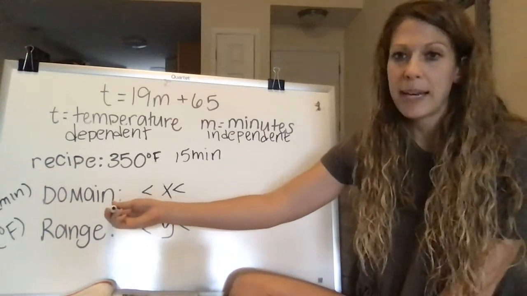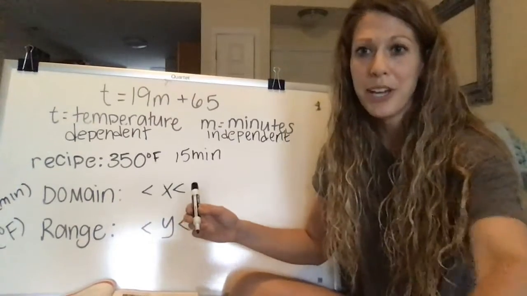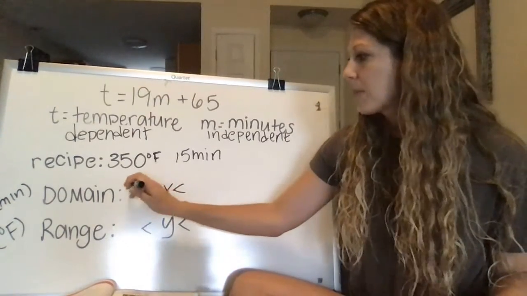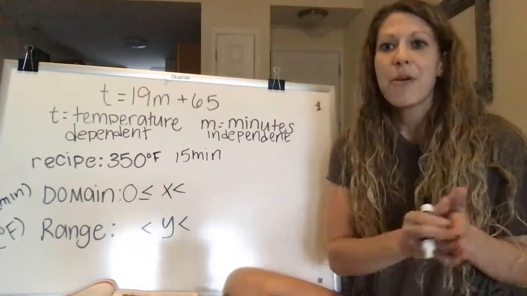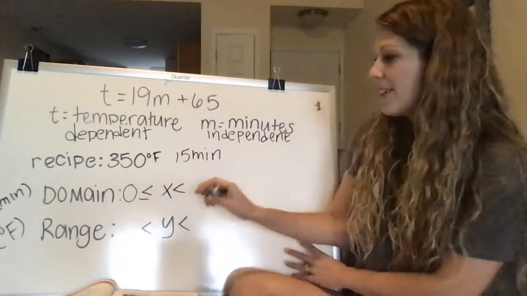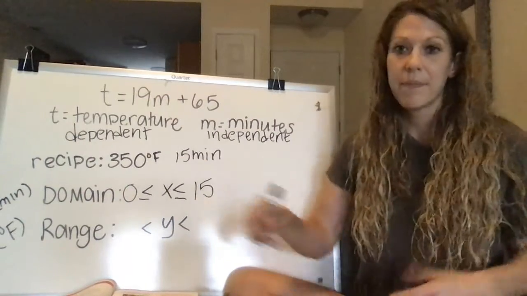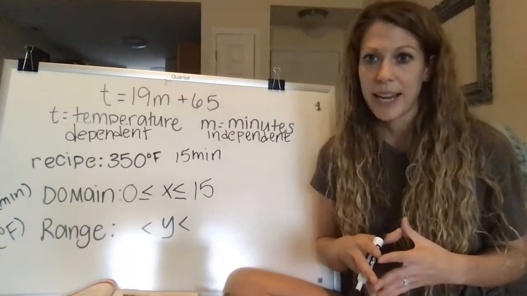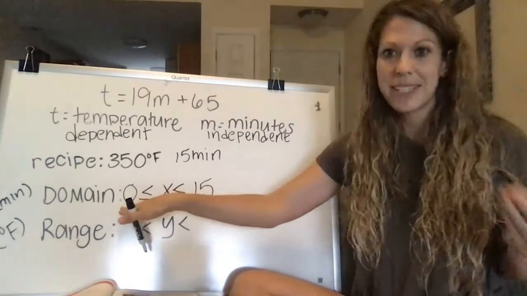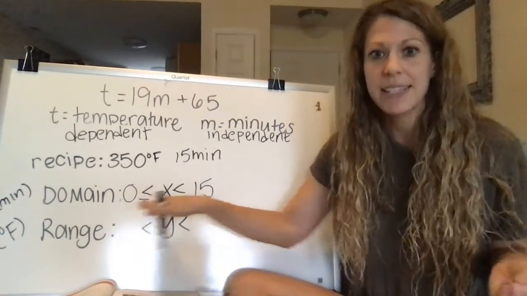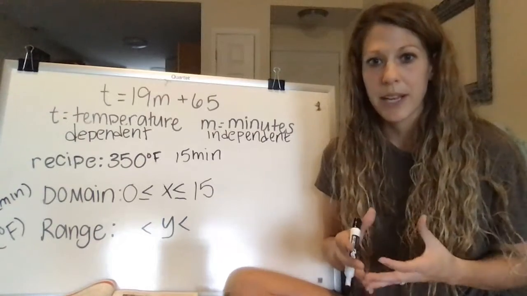So domain was talking about minutes. What was the least amount of minutes we could have? We could have 0 minutes. So we're starting with 0, and it could be equal to 0. The most amount of minutes, it went up to 15. At 15 minutes, the oven is completely preheated. So then we stop. So our smallest amount was 0, because you can't have negative minutes. Our biggest amount was 15, because that's when our oven became fully preheated.